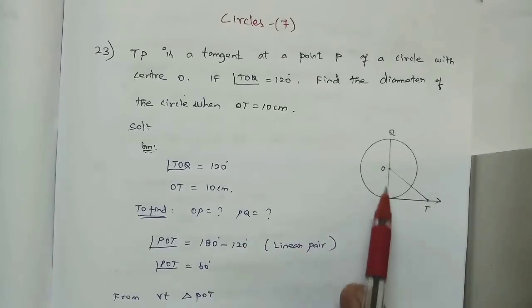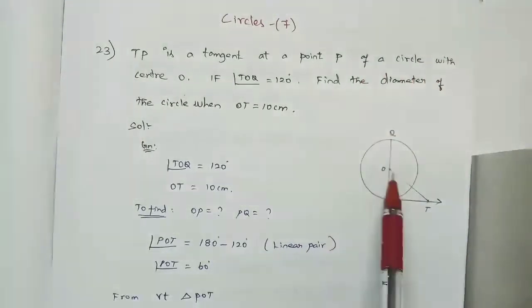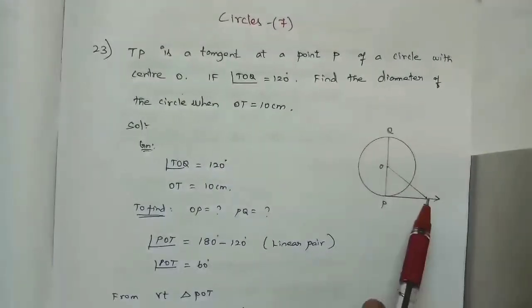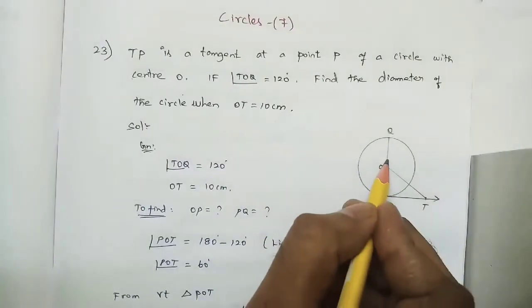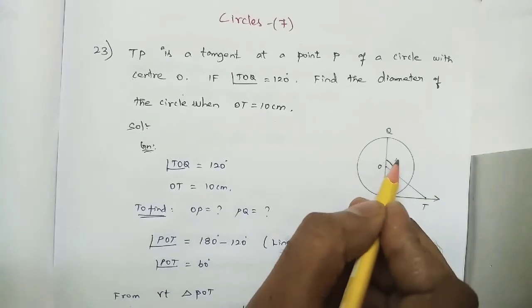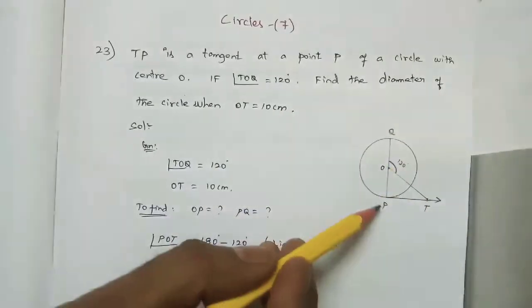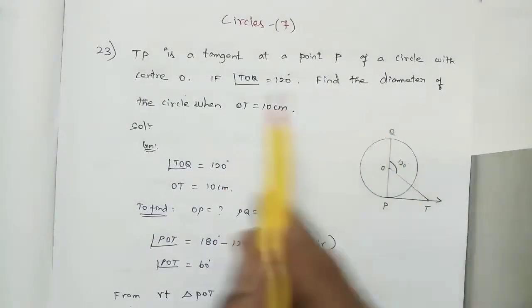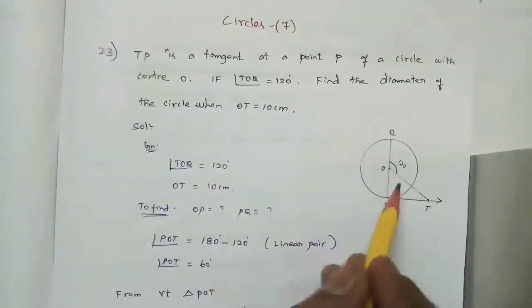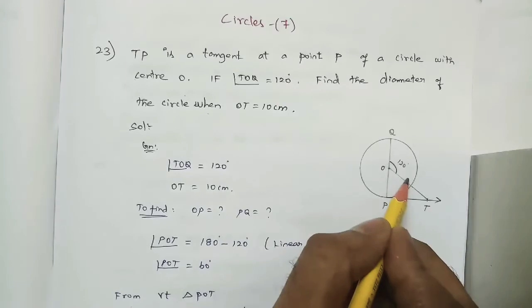TP is a tangent at a point P, and P is nothing but the point of contact of a circle with center O. Angle TOQ is equal to 120 degrees; this angle is given. Find the diameter. Here PQ is nothing but the diameter of the circle. Find the diameter of the circle when OT is equal to 10 centimeter. The length of OT is nothing but 10 centimeter.